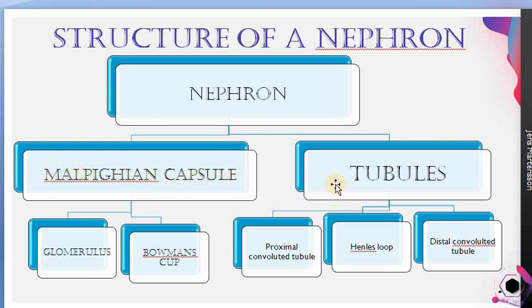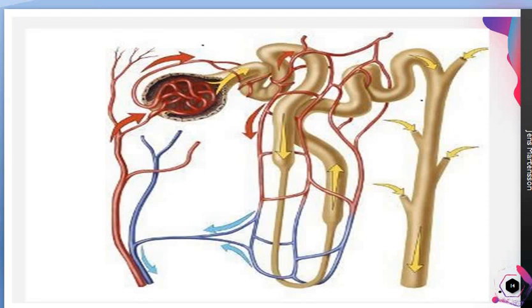Now the second part is the tubules. There are three parts in the tubule. The first one is the proximal convoluted tubule. Convoluted means coiled. Proximal means nearer. Proximal convoluted tubule, and then Henle's U loop, and then distal convoluted tubule. Right? This is the structure of one nephron.